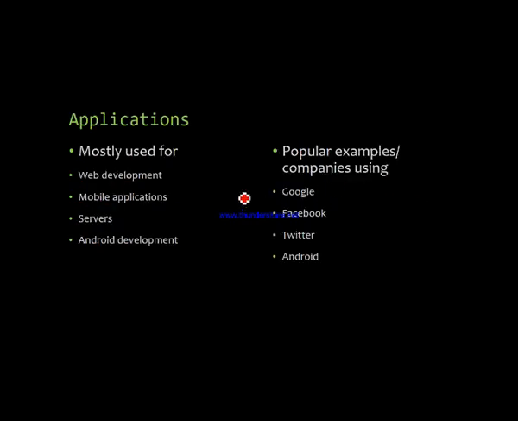Application: it is used for many purposes, like web development, mobile applications, servers, Android development, and much more. And the popular companies using it are Google, Facebook, Twitter, and Android. Android is not exactly made using Java, but it uses a language similar to that of Java.